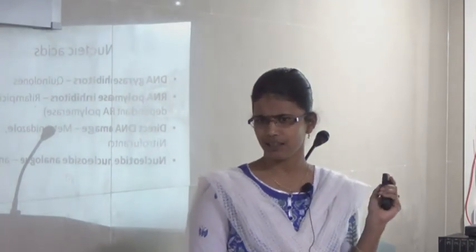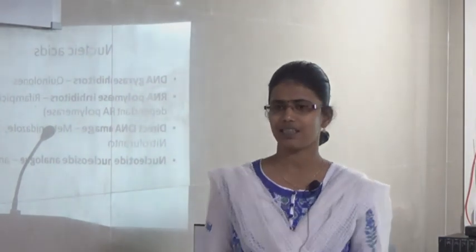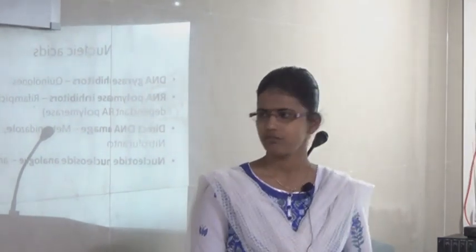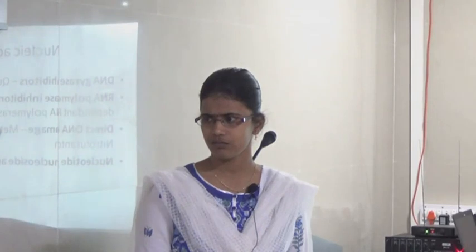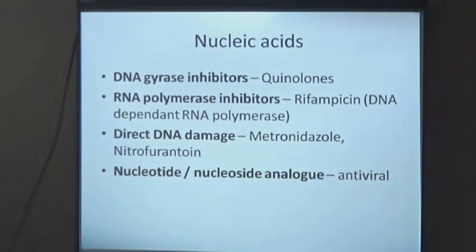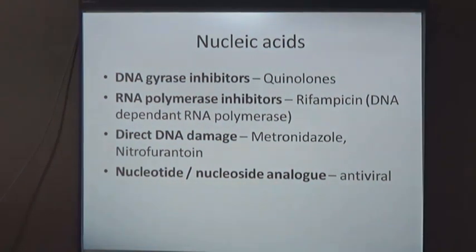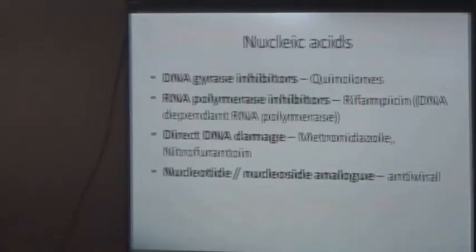You will give doxycycline to patients. Doxycycline is a tetracycline. Fluoroquinolones: cipro, ofloxacin. These are fluoroquinolones. DNA gyrase, which is a topoisomerase. Then the RNA polymerase inhibitor is rifampicin. What is the rifampicin for? Tuberculosis. Then direct DNA damage by metronidazole and nitrofurantoin.